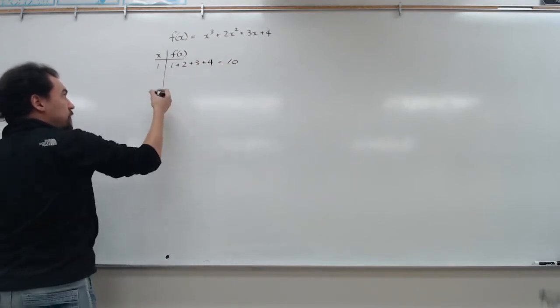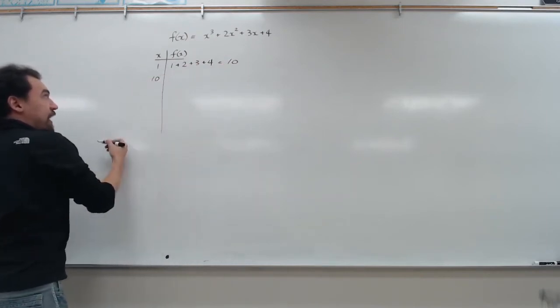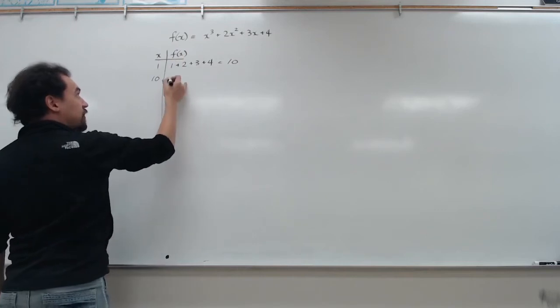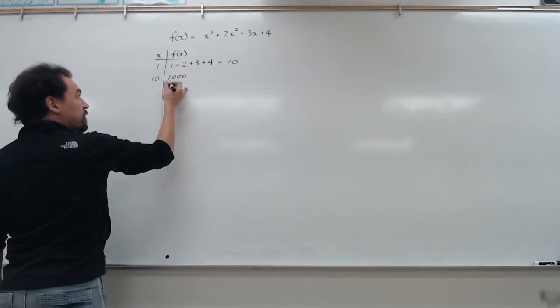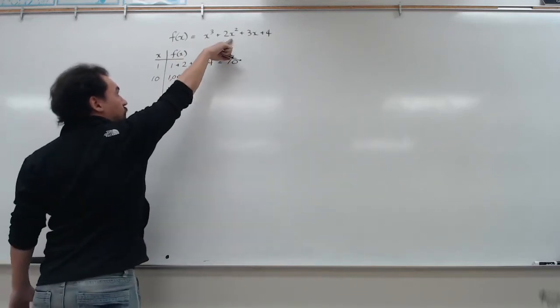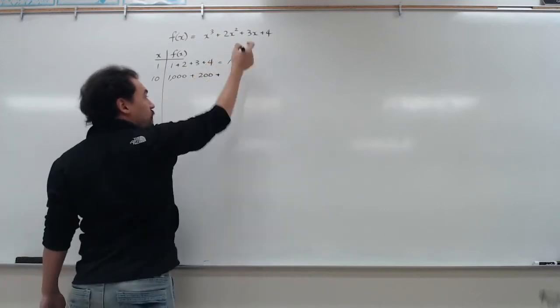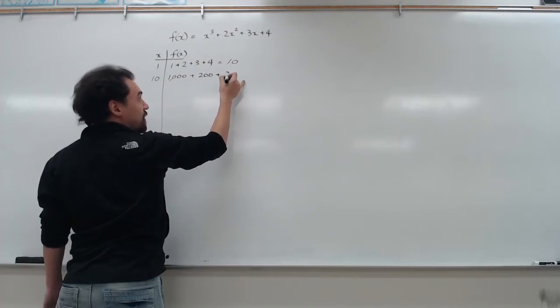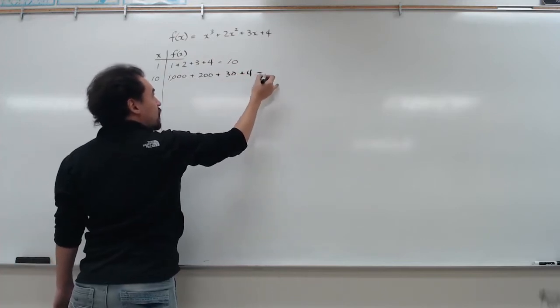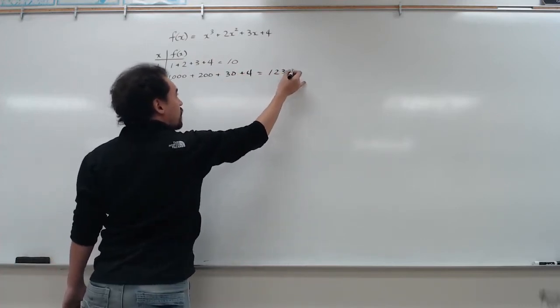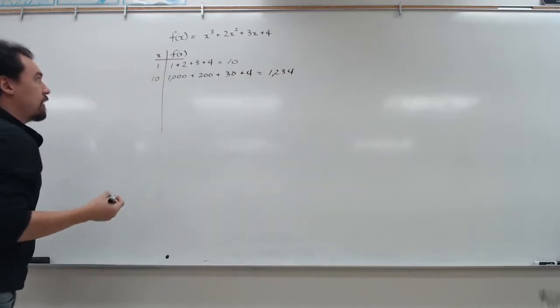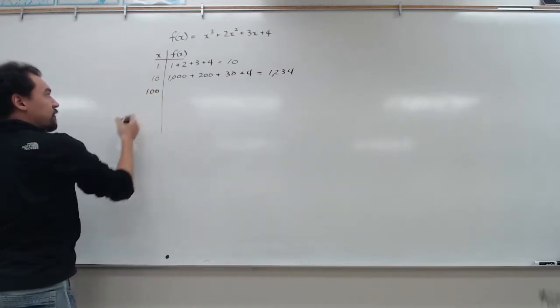I'm going to jump up to the next order of magnitude and say x is now 10. Now if I go 10 cubed, that's 1 with 3 zeros. And then 10 squared is 1 with 2 zeros, so we'll multiply that by 2. And then 10 times 3 is 30, and then plus 4. So if I put that all together, 1,234.